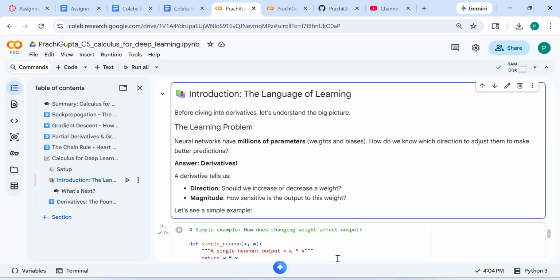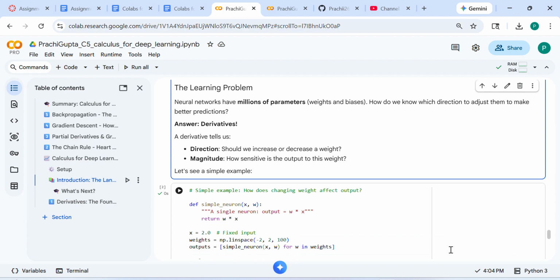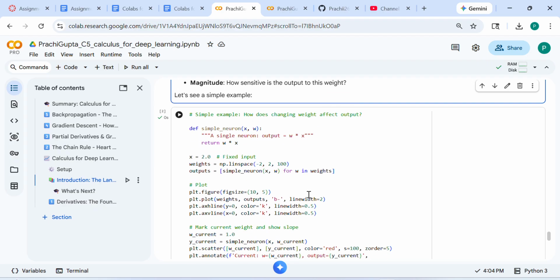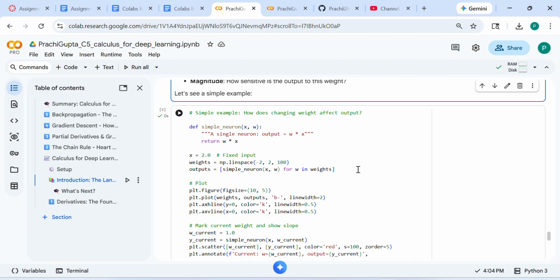Conceptually, it prepares the tooling so later calculus and optimization ideas can be visualized clearly. Before diving into the derivatives, let's understand the big picture: the learning problem. Neural networks have millions of parameters. So how do we know which direction they have to adjust to make the predictions better? The answer is the derivative. The derivative tells us the direction: should we increase the weight or decrease the weight? And the magnitude: how sensitive is the output to the weight, and how much we have to move the weight. Let's see it with a simple example: how does changing a weight affect the output?